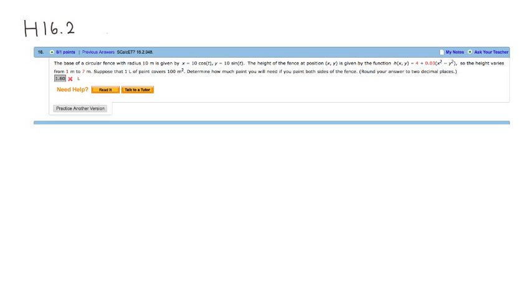Alright, let's look at homework 16.2, problem number 10. We're talking about a fence with a circular base, and the height is given by this function h, and we want to know the amount of paint required to paint both sides of the fence. So first let's find the area of the fence, both sides combined.